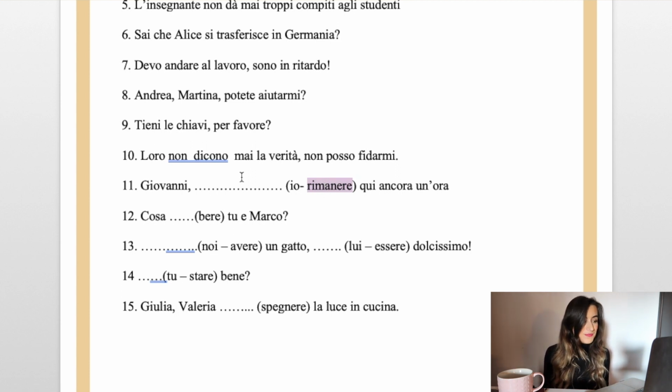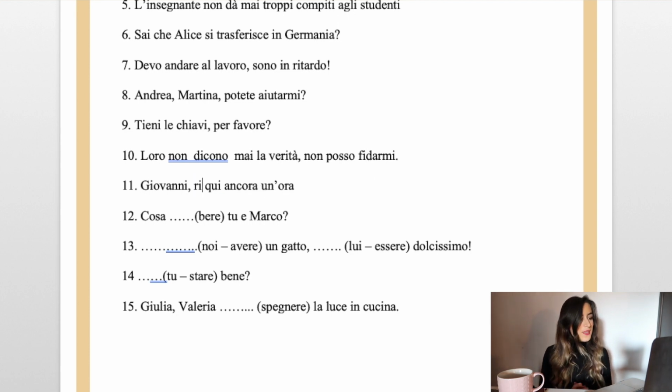So Giovanni, rimango qui ancora un'ora. So that means Giovanni, I stay here another hour. In this sentence, we could have used both the present or the future eventually.